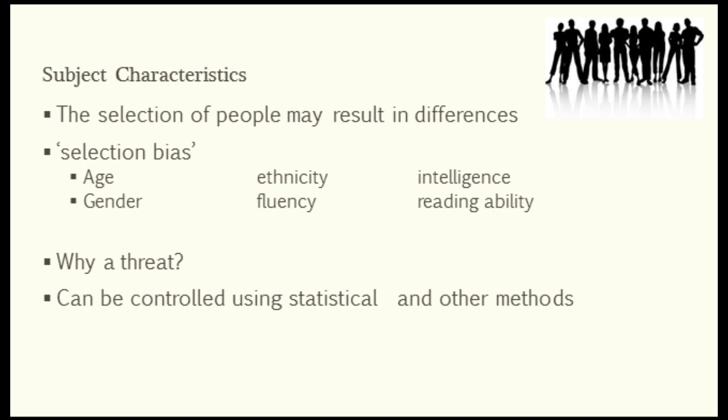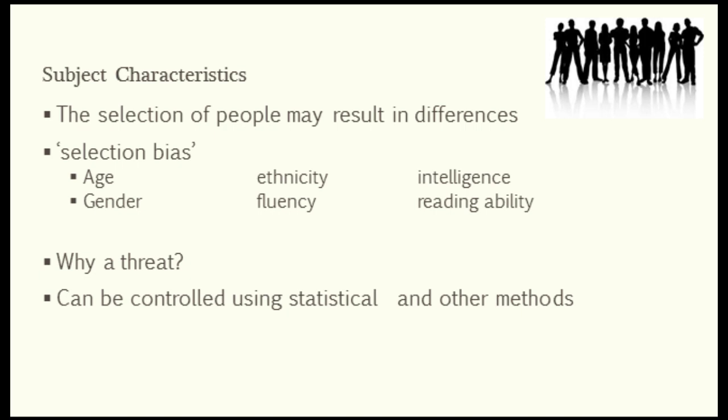So one threat to internal validity is termed subject characteristics. Essentially, the selection of people for the study may result in differences, either between individuals or groups, that are related to those variables being studied. Sometimes this is referred to as selection bias or a subject characteristic threat. So why is this a threat? Well, if it's not controlled, then these variables may explain away whatever differences are found as a result of the study.